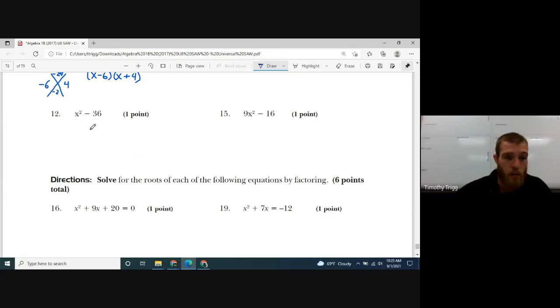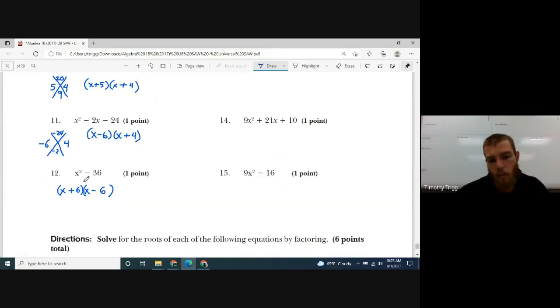For number 12 here, hopefully you remember that this is a perfect square and this is a perfect square, right? This is 6 times 6, or in other words, 6 squared, and this is a minus. So that's a difference of 2 squares. So the way we factor that is the square root of this, well, that's x, because x times x is x squared. And the square root of 36 is 6. 6 times 6 is 36. One of these gets a plus, one of these gets a minus.